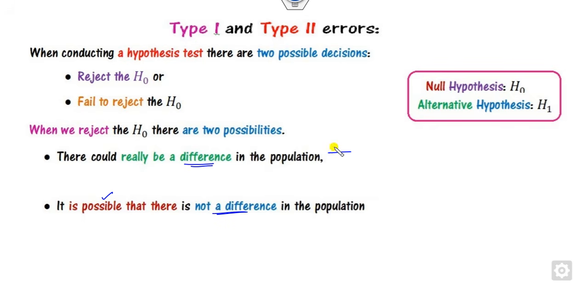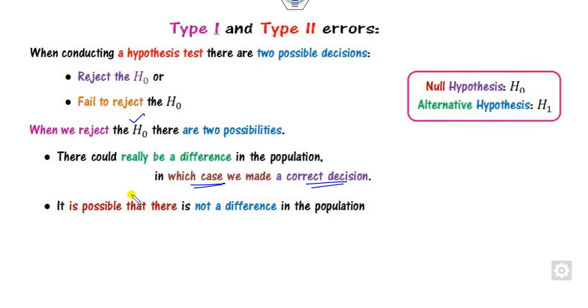If you look at the first case, if there is really a difference in the population, then definitely you will reject it, because there is a difference between the two kinds. Then it is a correct decision to reject the hypothesis.